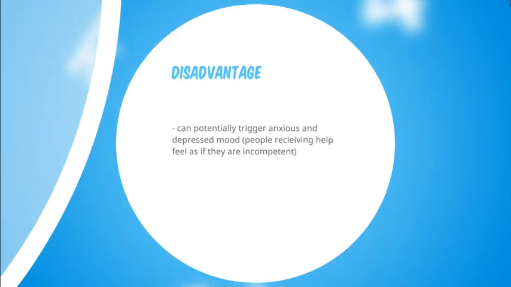Now, a disadvantage with visible support is it could potentially trigger anxious and depressed mood. People receiving help feel as if they are incompetent. So a disadvantage may be John feels that Mary doesn't think he is on top of his training, and maybe one day if he decides he wants a day off or he didn't find the time to work out, her asking him may make him feel bad and disappointed with himself.